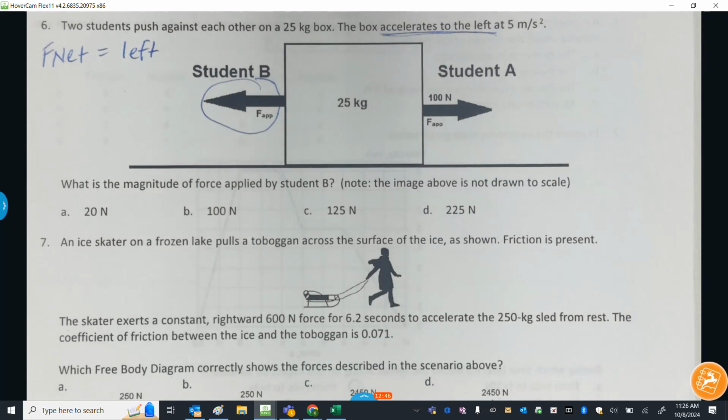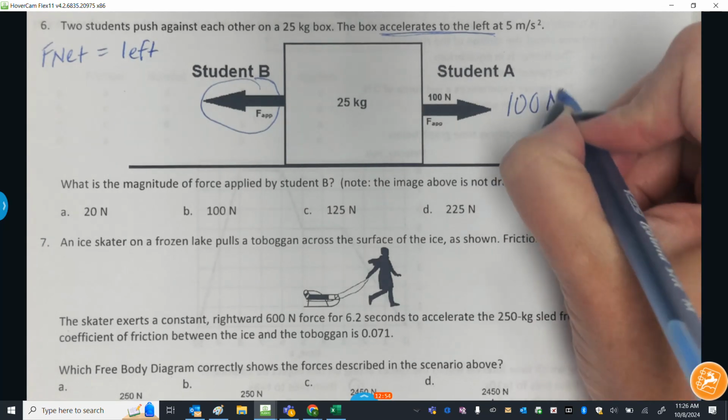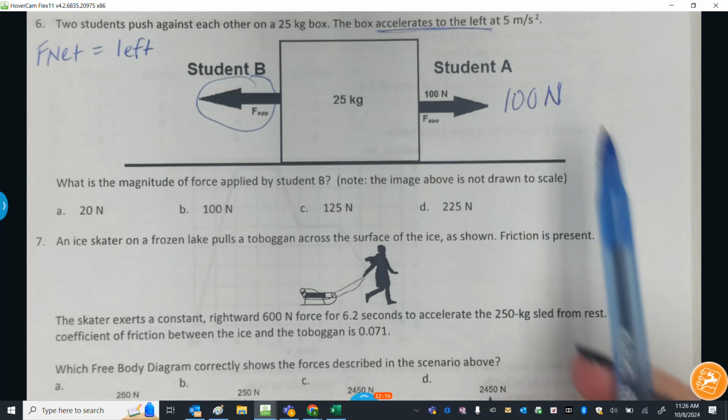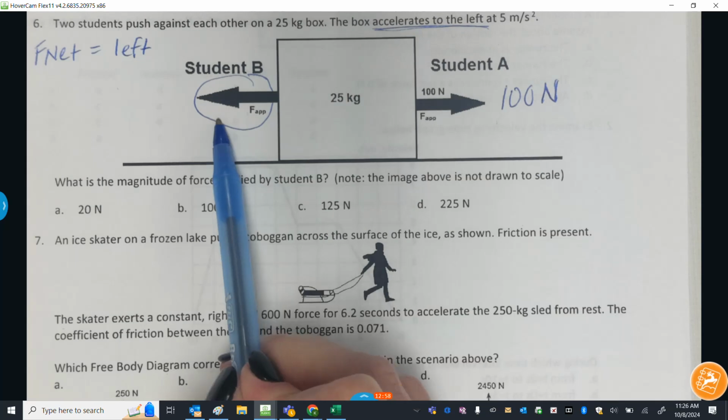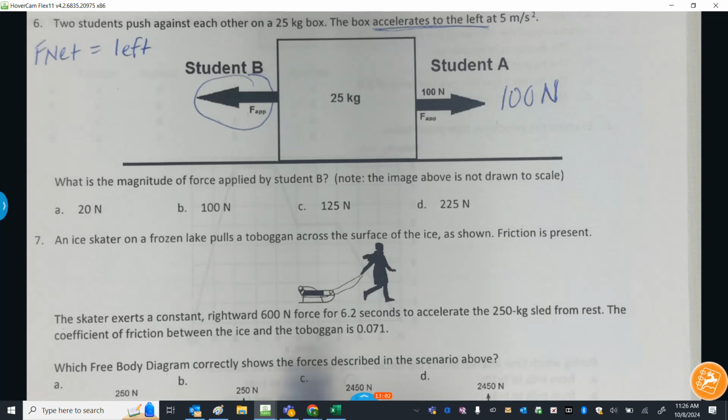So before I do any math, I can eliminate 2 of my answers. This, and I know this is small, says 100 newtons over here. And this has to be bigger than 100 newtons. That's the only way I get a net force to the left. Well, that means it can't be 20 and it can't be 100.